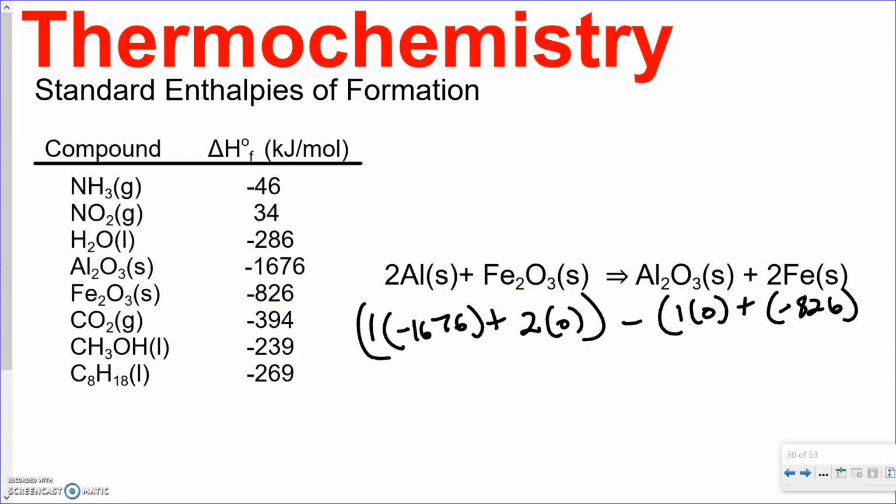Okay, so now we just go through and do our math. So we have negative 1676 minus negative 826. We do that math and we get negative 850 for the overall reaction.